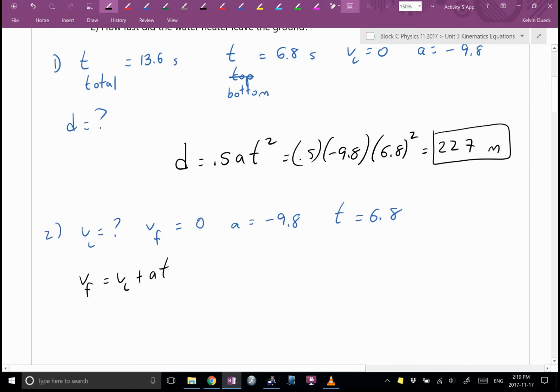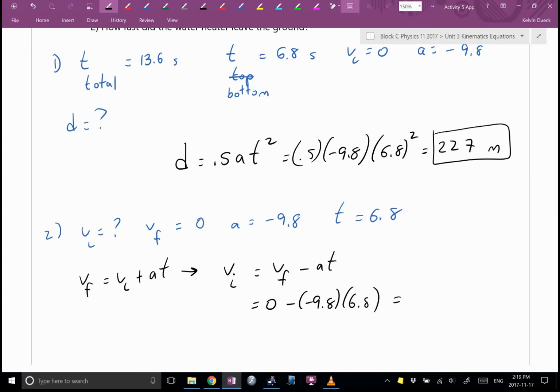How would I get the VI by itself? We haven't done this version very often, but how would I get the VI by itself? What do I do with the AT? Okay. So you're saying that VI is going to be VF minus AT. It's going to be 0 minus negative 9.8 times 6.8. And I love the fact that you get a minus minus, because it's definitely a positive velocity in our frame of reference, yes?